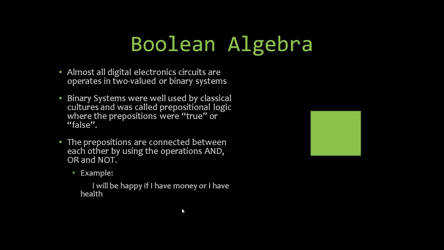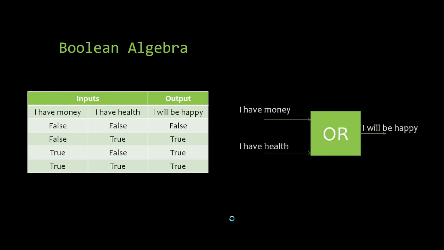In this case, our system has two inputs and one output. I have money is one input, I have health is another input, and I will be happy is the output. The three of them are propositions, two of them are inputs of the system and the other one is the output. They are all related, but the inputs are connected by this word or, which means that at least one of them has to be true in order to have a true output. At least one of them has to happen in order for the output to be true. Let's see it in a little bit more detail.